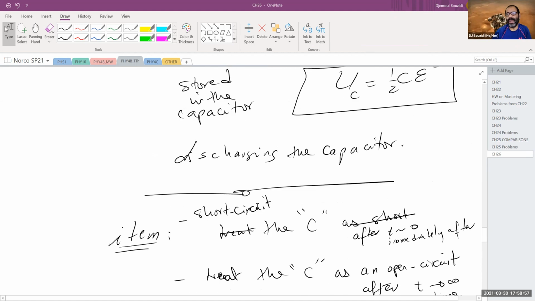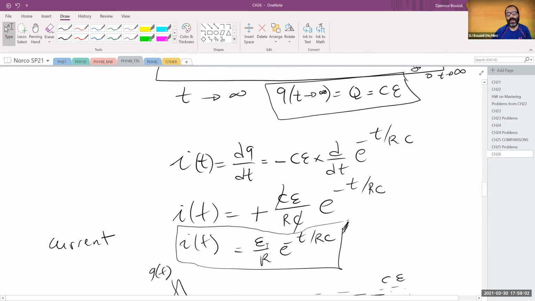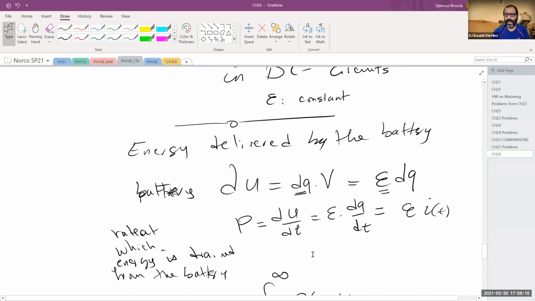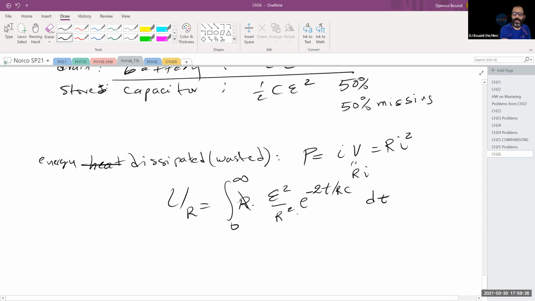The current has this epsilon over R times this exponential. I'm going to square this quantity, so I'll have an epsilon squared over R squared times the square of the exponential, which is the exponential of minus 2t over RC dt. Again, R squared and R cancel, and I'm left with one of them.